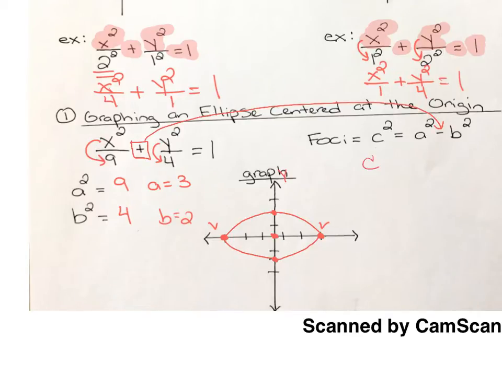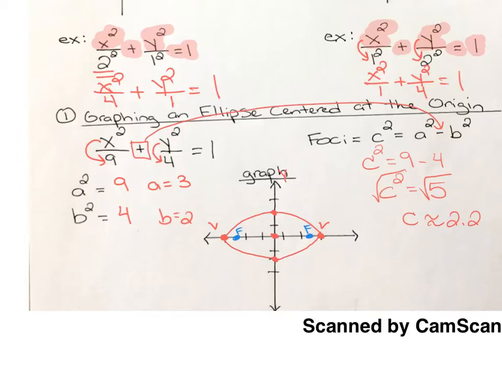C squared we do not know. A squared is going to be 9 minus your b squared, which is 4. So I'm going to get c squared is equal to 5. And then I'm going to square root both sides because I want to graph the c. So c is going to be approximately 2.2. So from the center, the origin, I'm going to go 2.2. So I'm going to go right about here and right about here. And I'm going to label them with an F because those are the foci.